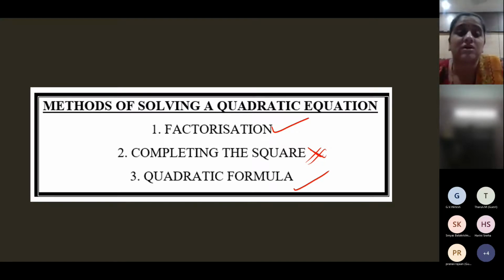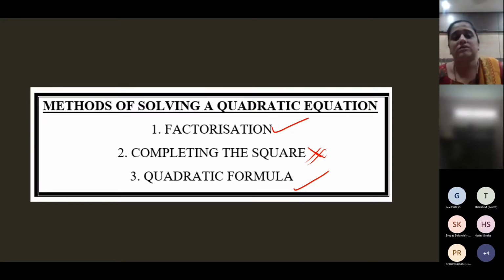So now why quadratic formula? Because factorization we were introduced to in class 8, and then in class 9 also, we've done a lot of factorization. And now in standard 10, you're introduced to the quadratic formula. Why? Because it's not always possible to split the middle term and factorize a quadratic equation. Until class 9, we only knew one method of finding the solutions of a quadratic equation, by splitting the middle term.